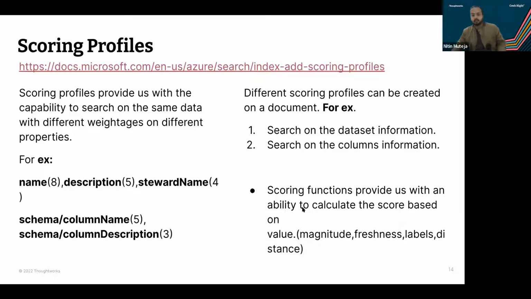So some examples of scoring functions are, for example, magnitude of an integer field. It specifies how the search results should look in the search results. Freshness of data, labels. Let's assume you have some labels on the data, so those will be weighted higher. And similarly, distance. Let's assume you have distance stored in the index. So if I'm a user, I'm maybe searching from Delhi, right? I want to see search results nearby Delhi location. So those distance functions can be applied on the scoring profile, and the search results can be optimized accordingly.